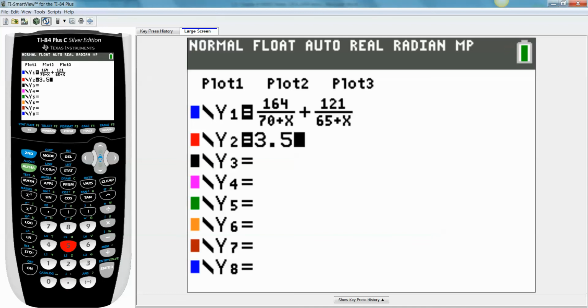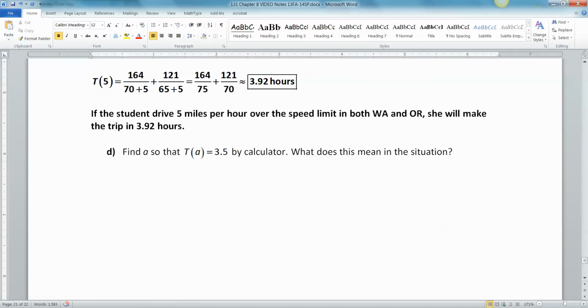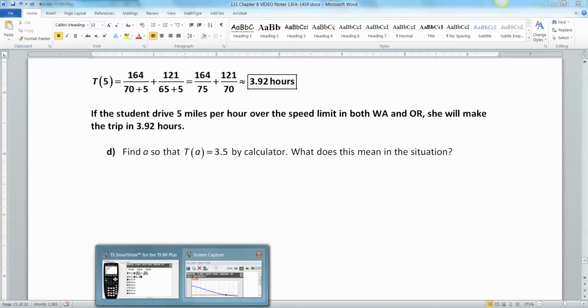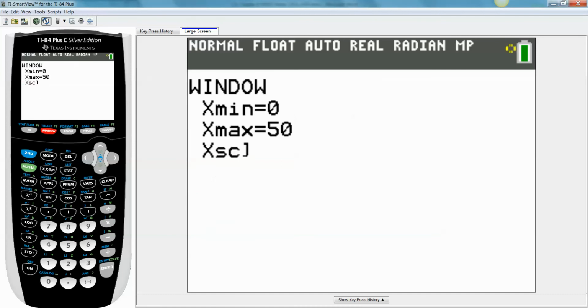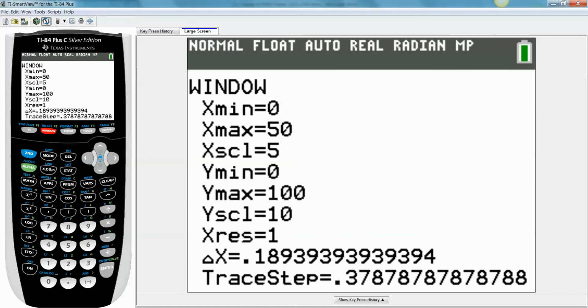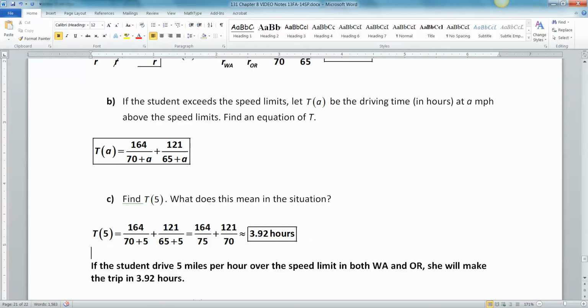3.5 is what I am actually interested in, because they wanted to know when it was equal to 3.5. And then I'm going to figure out what that means in a minute. So I have it in my calculator at 3.5. Now I want to make a window that makes sense. So let's go to the window and look. X was what for our particular function? X was our letter A. That's our independent variable, which was how much you're exceeding the speed limit by.